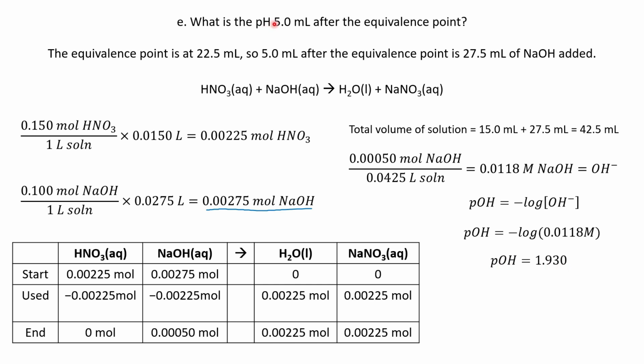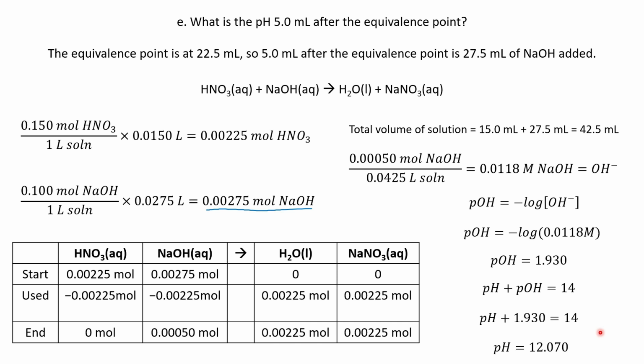Now the question asked me though for pH, so I need to switch that from pOH to pH, but thankfully that's a really easy calculation because pH plus pOH equals 14, so I get a pH of 12.070. Again, I always like to do a reality check. Does this make sense? And yes, I have excess strong base in solution. I should have a very high pH.